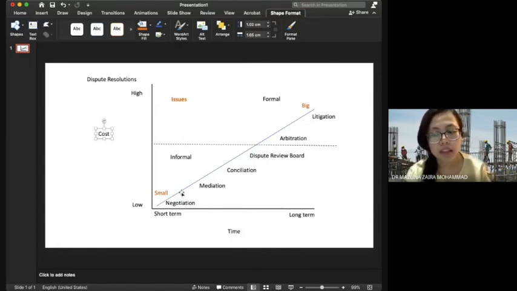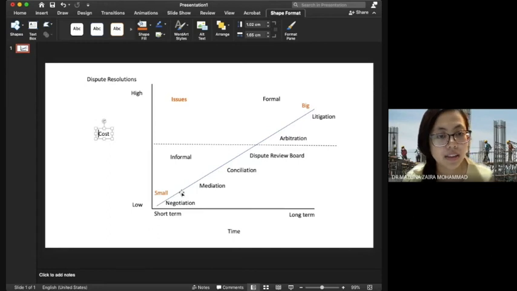But if they think the issue is not that small, they need a mediator. That's why the mediator comes in, because the issue is not easy enough for negotiation. So the mediator has to help both parties to bring them to peace. And then for other issues that are a little more difficult and complex, the mediator cannot do anything. So they need a conciliator.